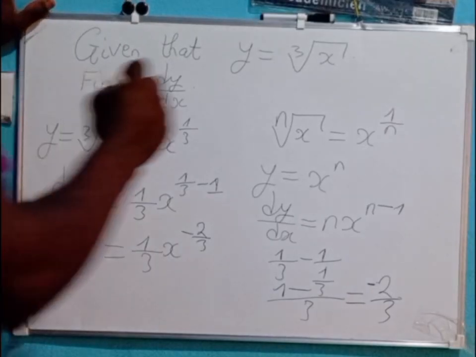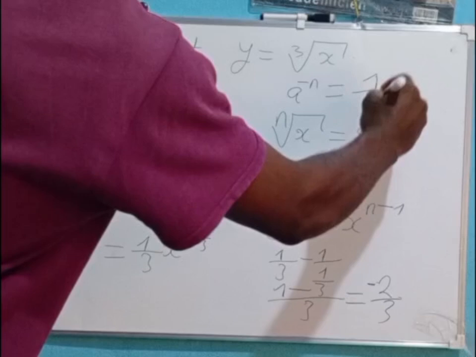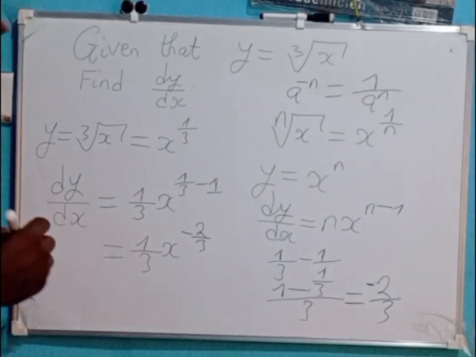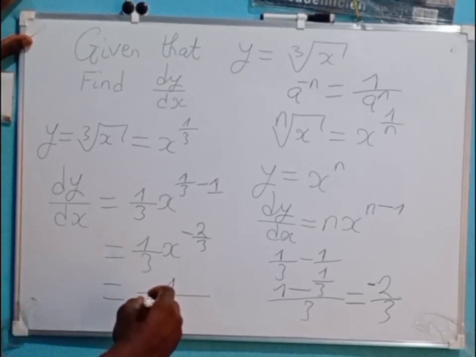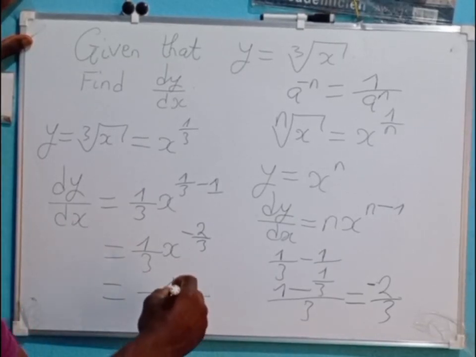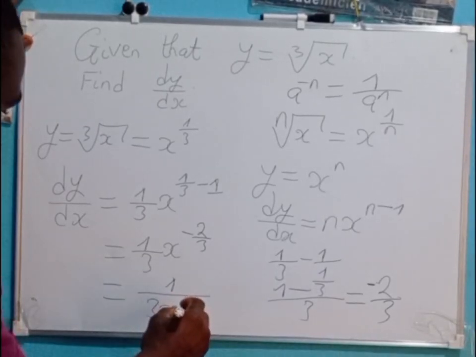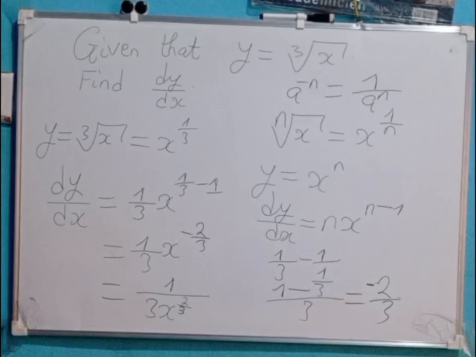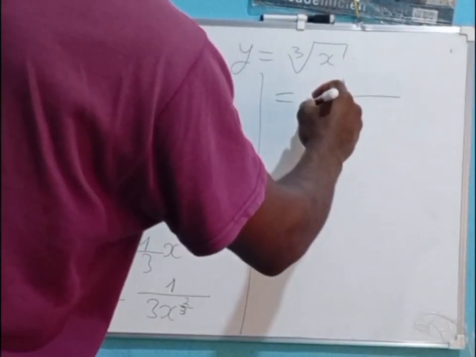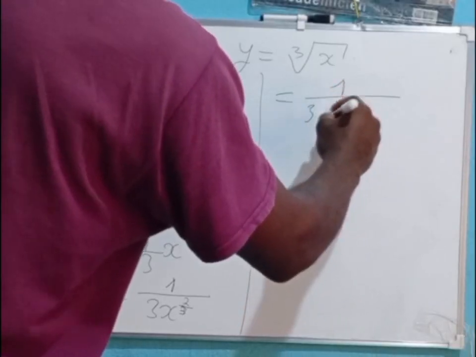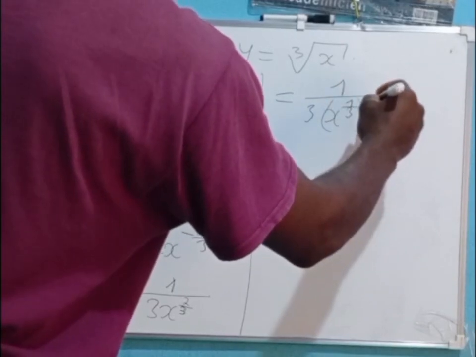Now we are going to make use of this. We know a raised to the power negative n is simply equal to 1 over a raised to the power n. We are going to apply it here. This will simply be equal to 1 over 3x raised to the power 2 on 3. Such. This will simply be equal to 1 over 3 times x raised to the power 1/3 all this squared.